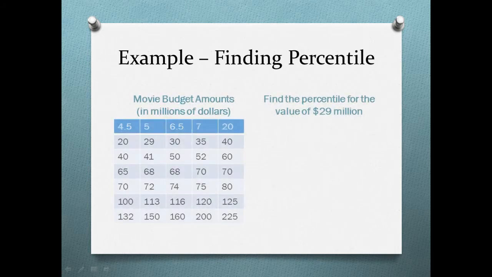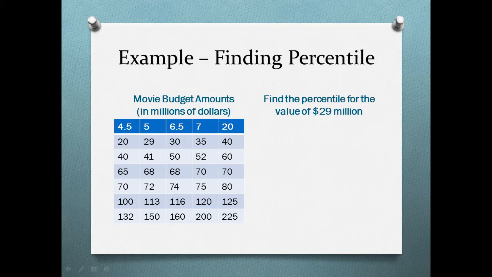We're going to do three examples with the same chart that you see on the left here. This is movie budget amounts, and it's measured in millions of dollars. We have 35 different scores, and what we want to do to start is find the percentile for the value of 29 million.